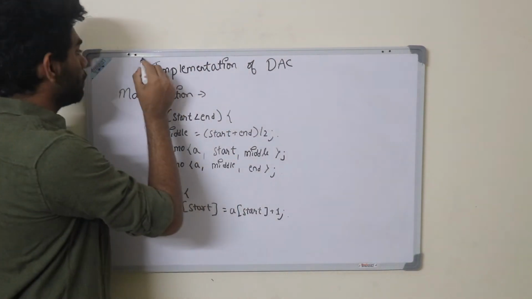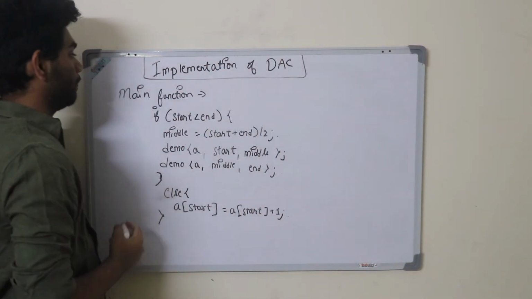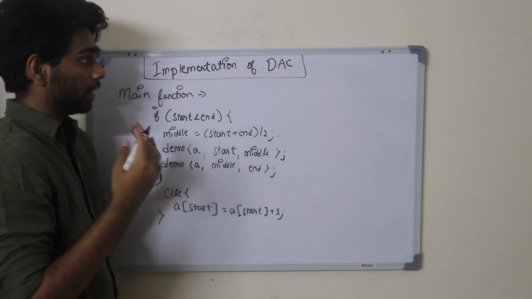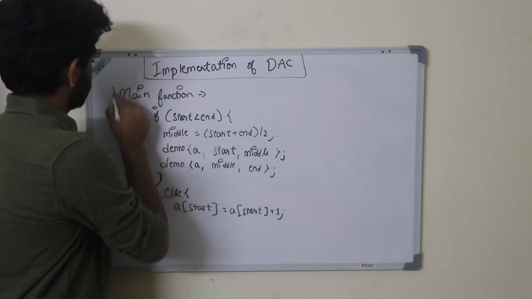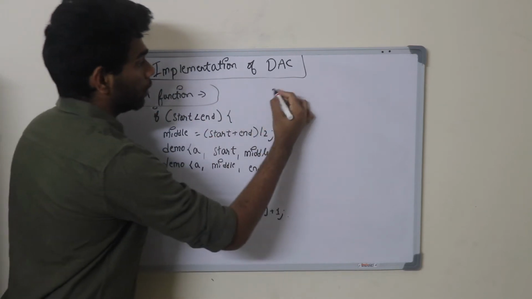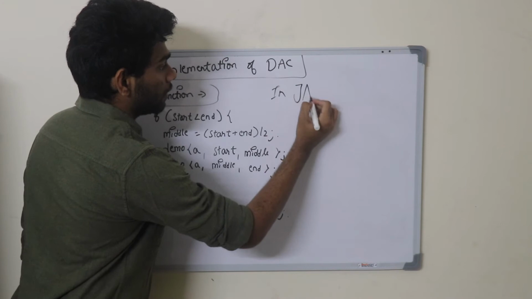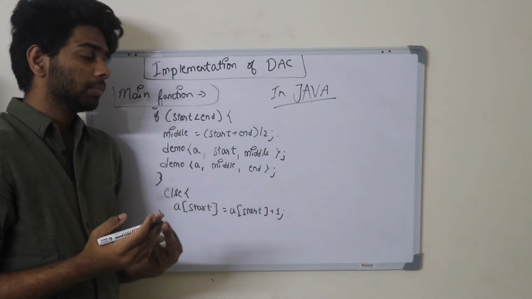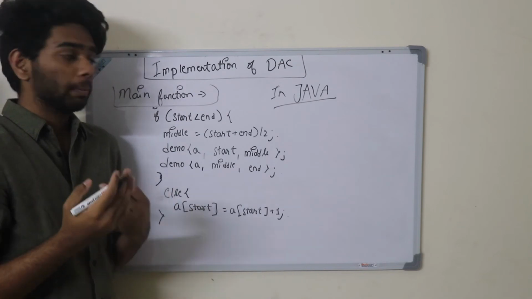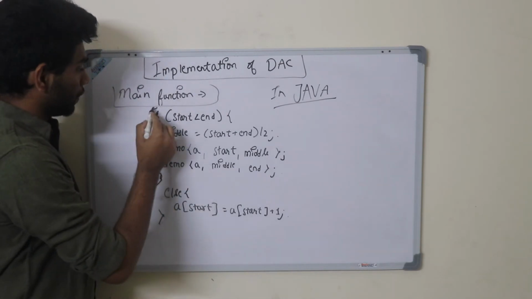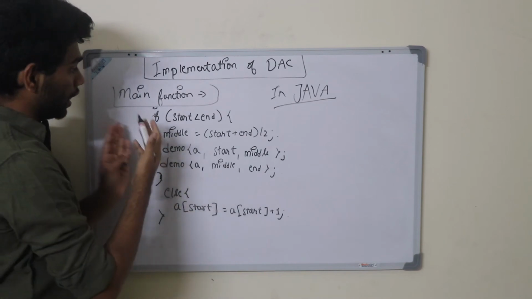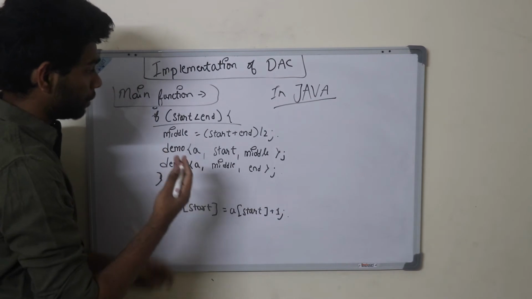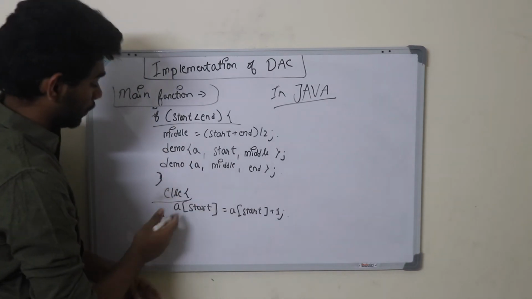So let's see the implementation of the divide and conquer algorithm. In the implementation, what is the main function we use in our code to let this array solve? Let's do it in Java, because Java is a simple program. I mean, not simple, but it can be understood by more people. So in the function we give an if statement, we give an else statement, and we close this.